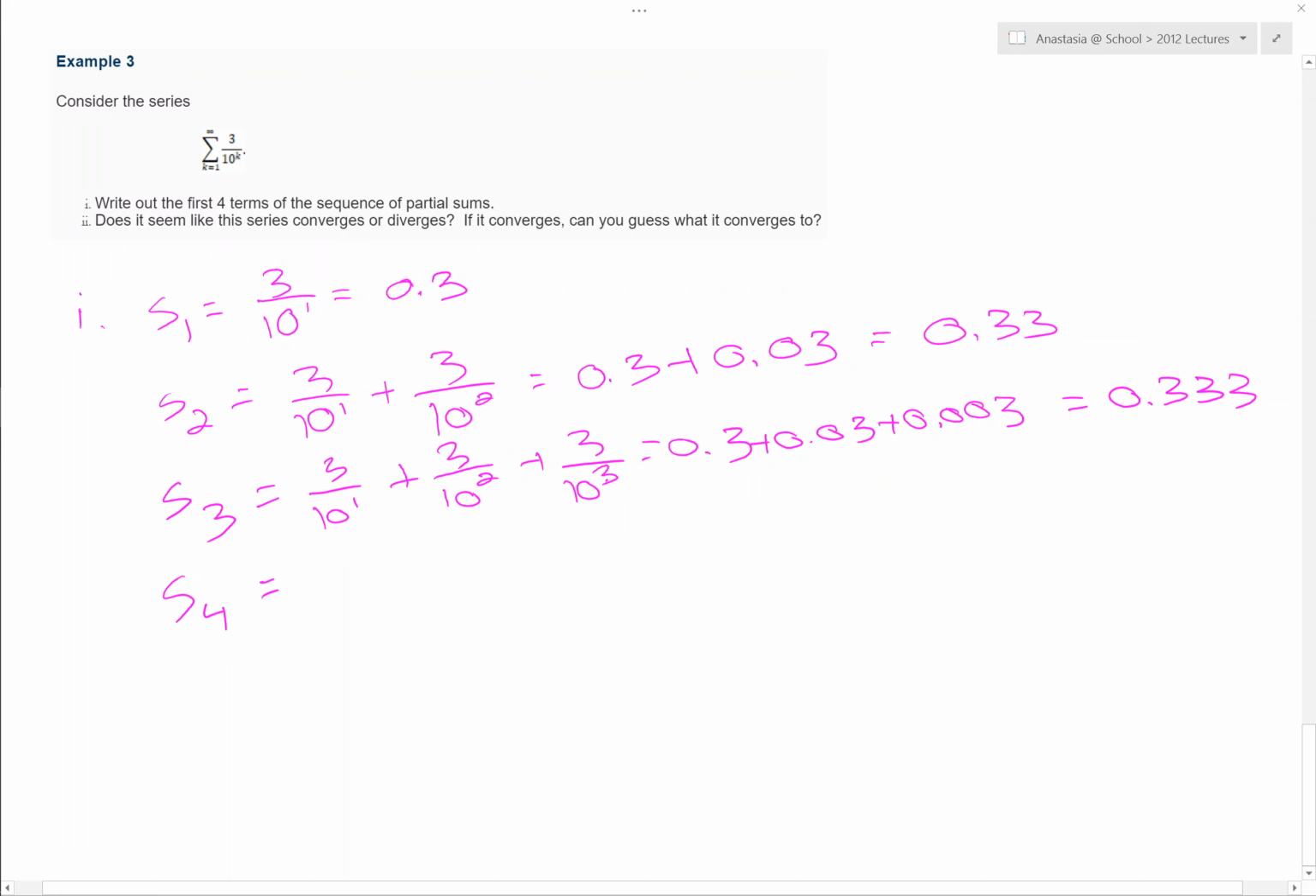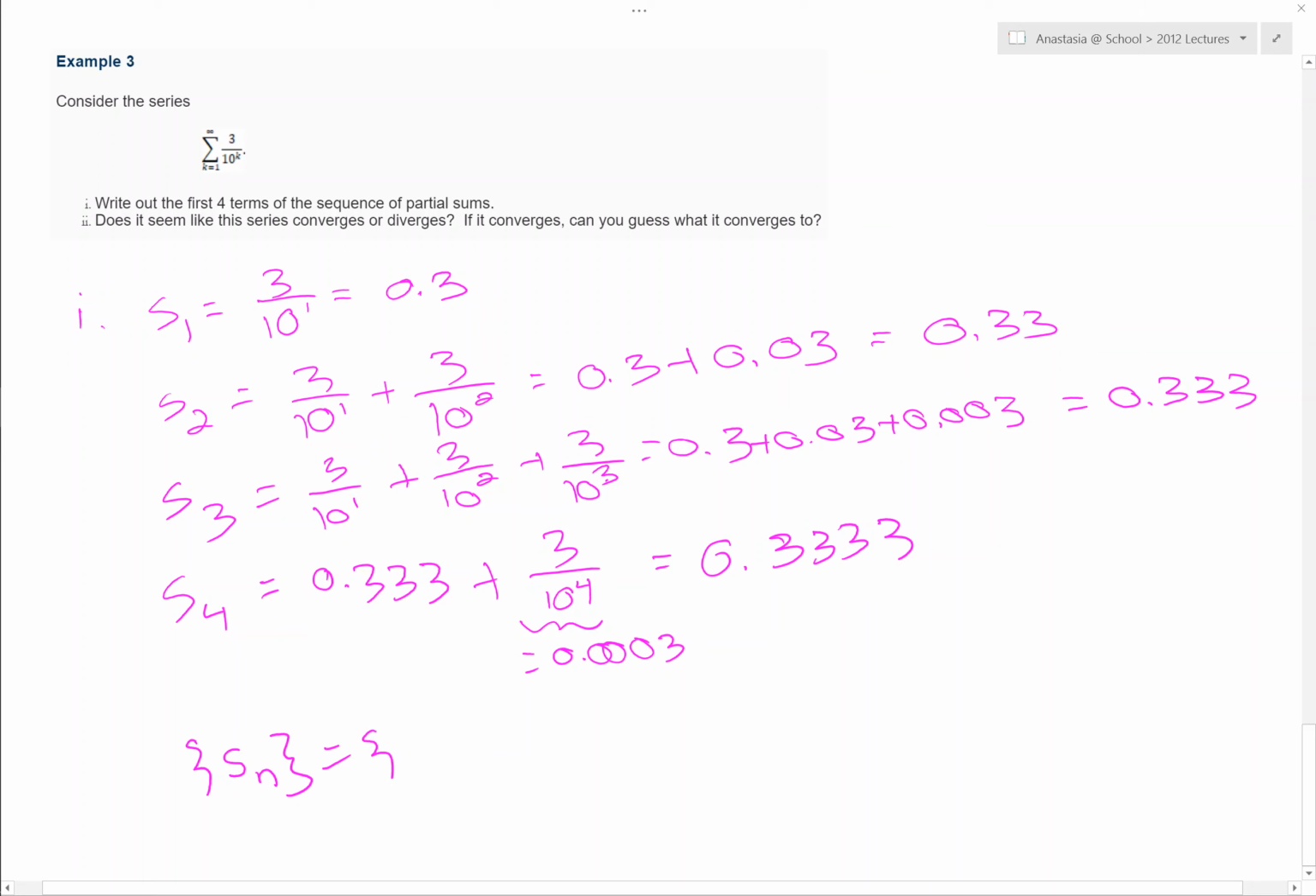And S sub 4, we could add up the first four terms, or we could use the fact that we're going to take the previous term in our sequence, 0.333, plus the next term in the series, so that's 3 over 10 to the fourth. 3 over 10 to the fourth is the same thing as 0.0003, so we're going to get 0.3333. So our sequence of partial sums starts with the terms 0.3, 0.33, 0.333, 0.3333, and it does continue from there.